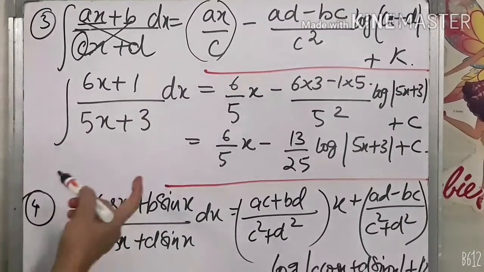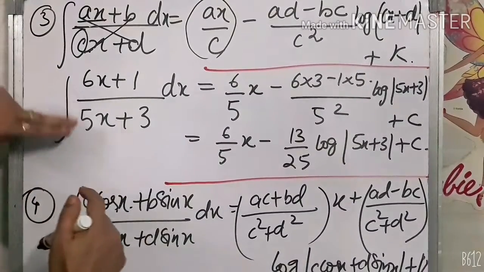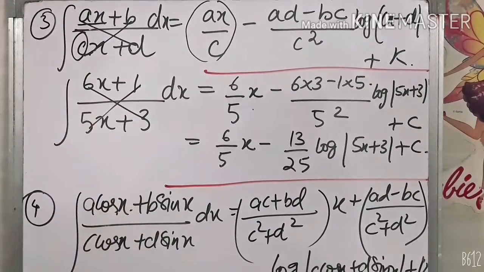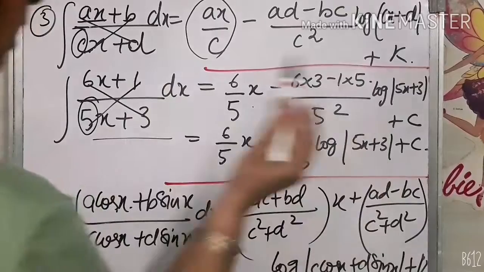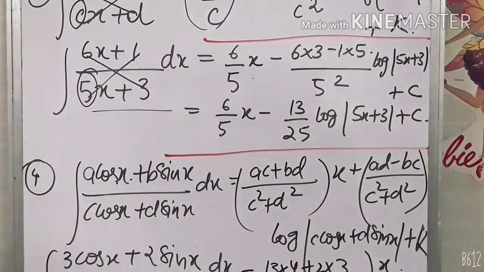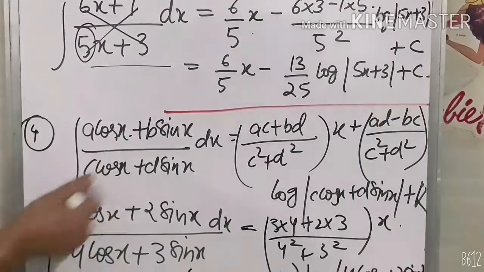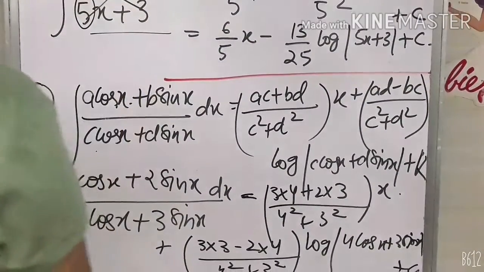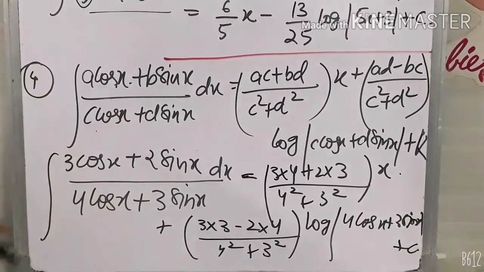I took one of the examples also. (6x plus 1) by (5x plus 3) into dx. So what will come? 6 by 5 x minus (6 into 3 minus 5 into 1) by 5 square log of the denominator. We get the answer. Make a note.